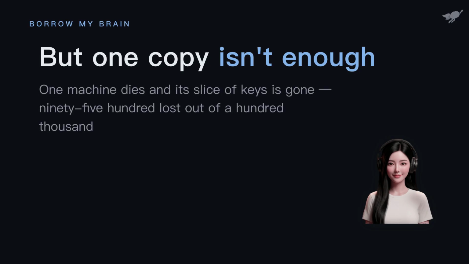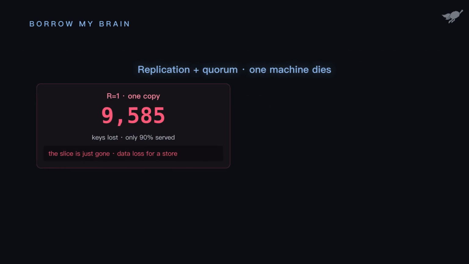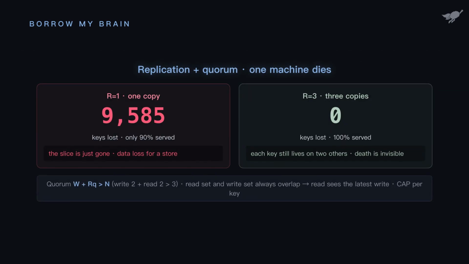One machine dies, and its share of the keys is just gone. Out of 100,000, we lose more than 9,000. Store every key on the next 3 nodes clockwise on the ring. One machine dies, the other 2 copies keep serving. Lost. 0. The death is invisible to the reader.